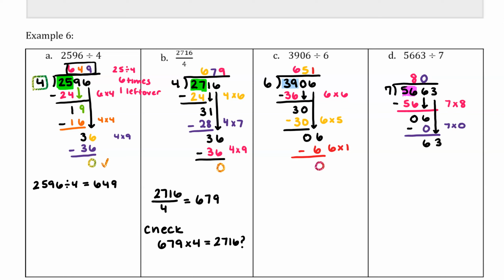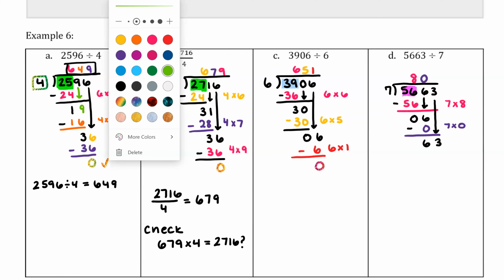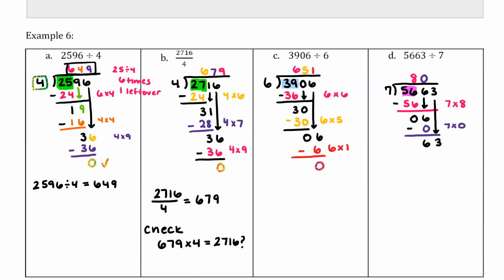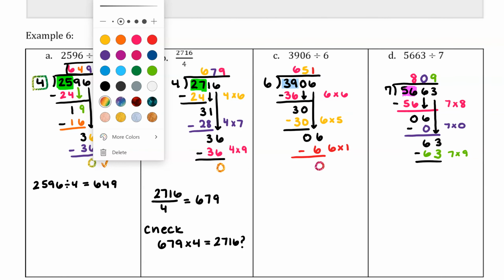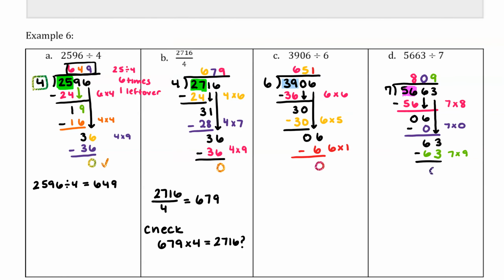What do I times 7 by to get close to 63? Well, I could do 7 times 9, and so the 9 is going to go upstairs. 7 times 9 is actually 63, so when I do my subtraction, I do get 0. So 5,663 divided by 7 equals 809.